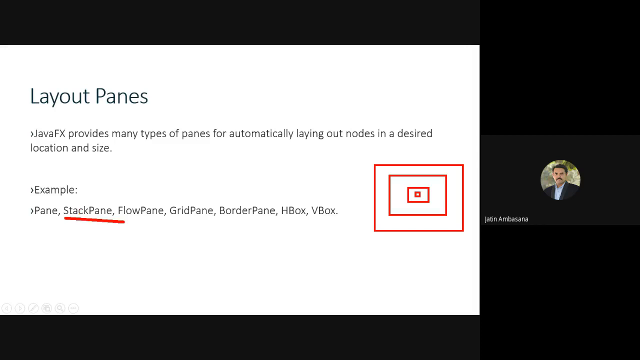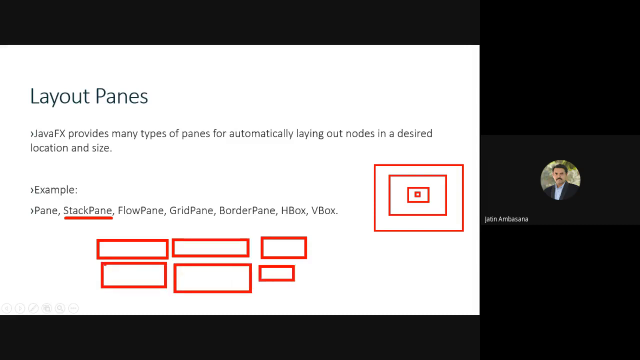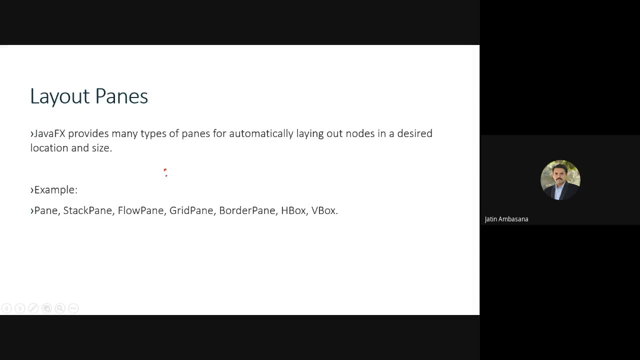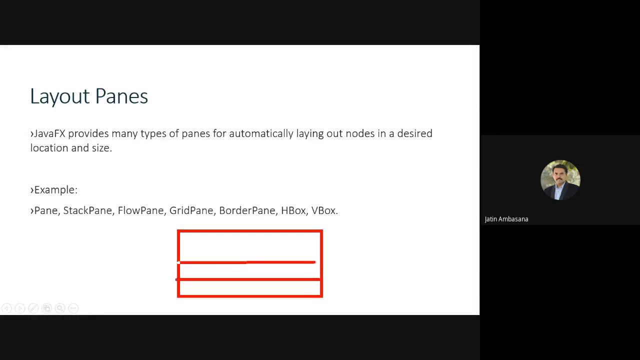you use stack pane. You want the elements to directly flow, it can be in this manner, and if the window is minimized, it may even come to this. So in this manner you simply use flow pane. If you want a specific grid to be used, for specifically allocating or locating the elements, then you use grid pane. You want specific borders, then you use border pane.